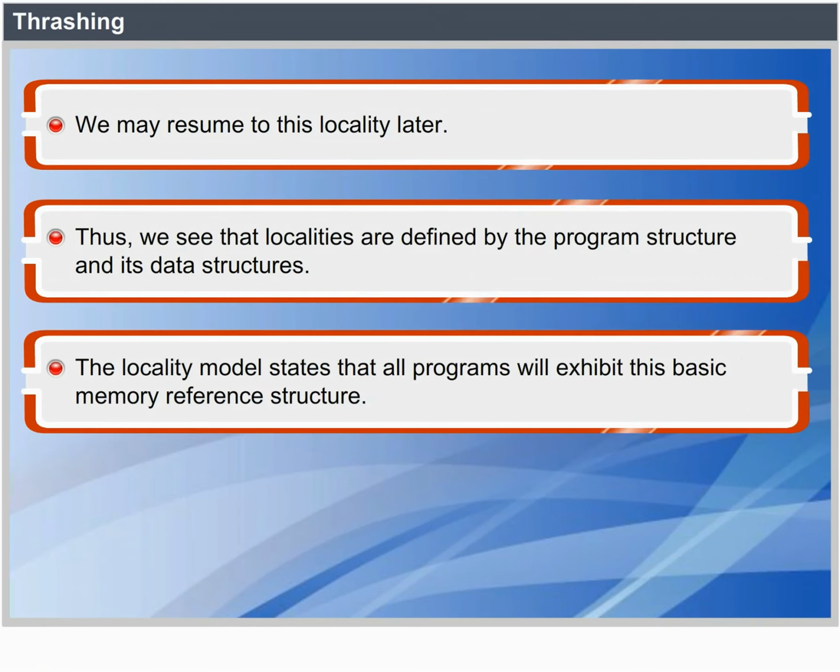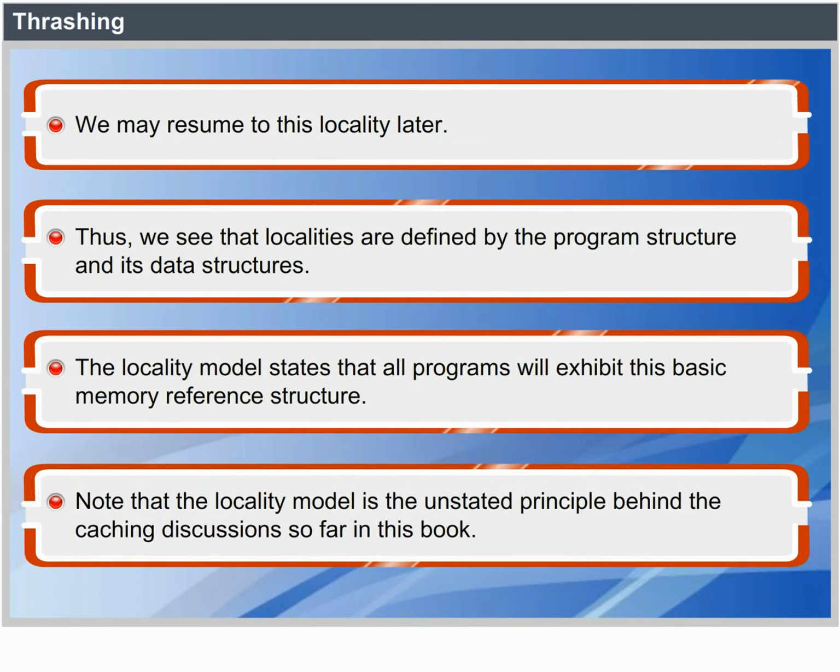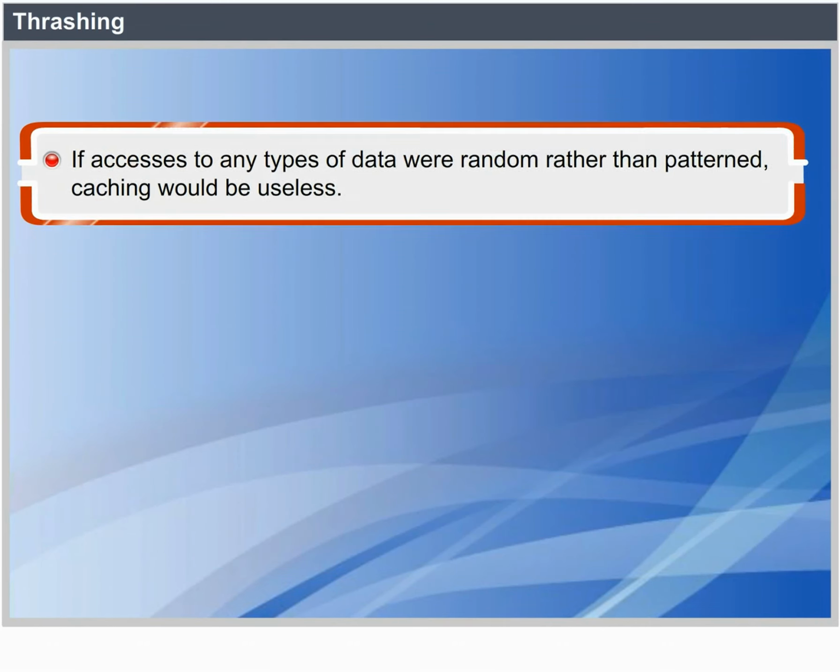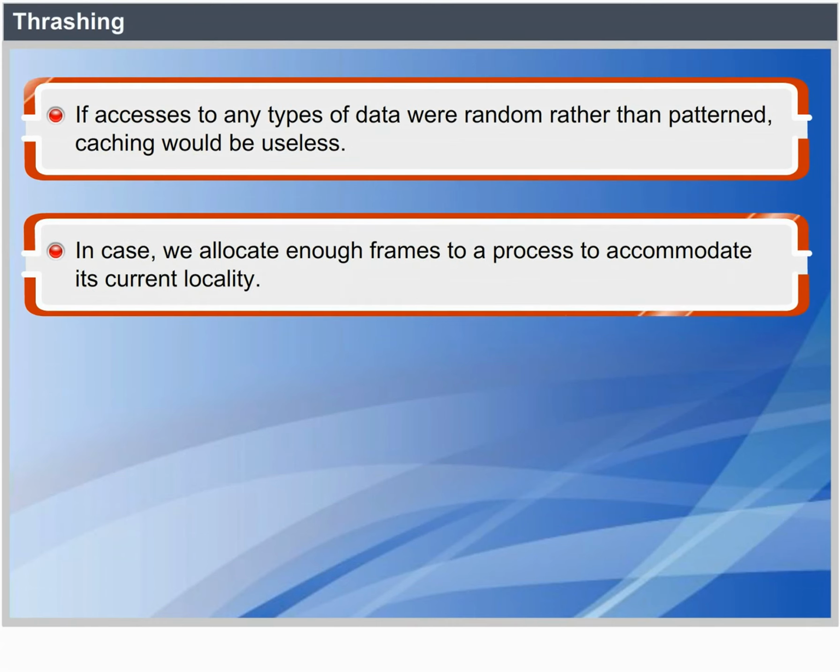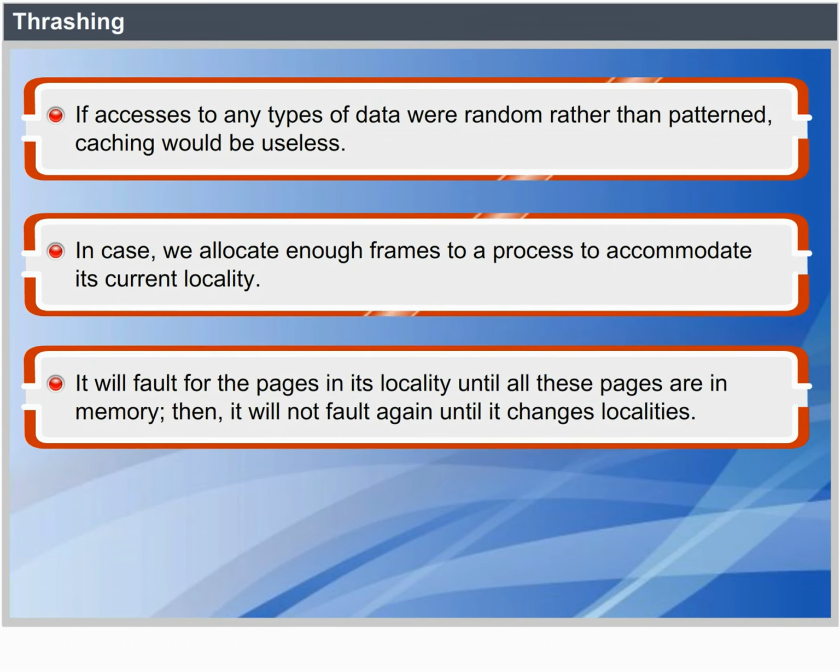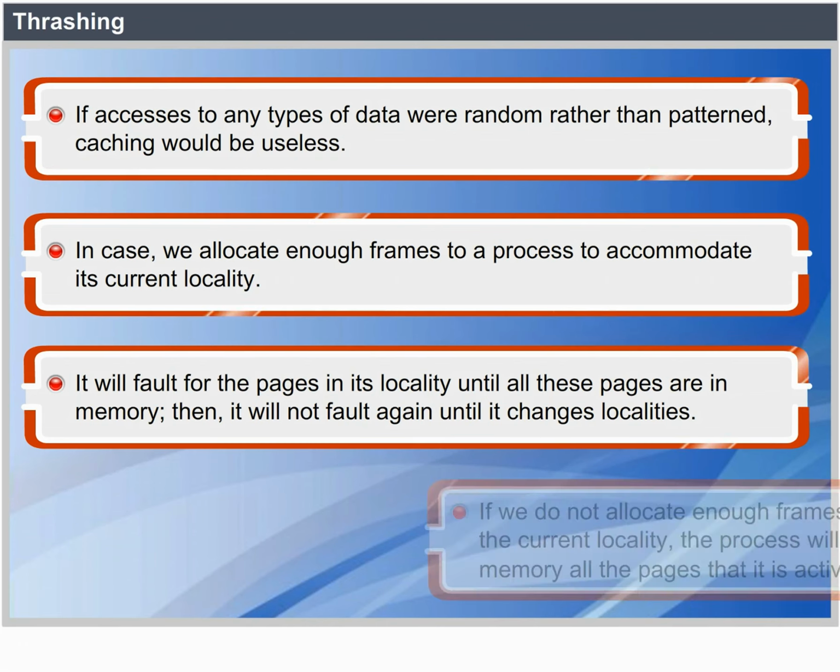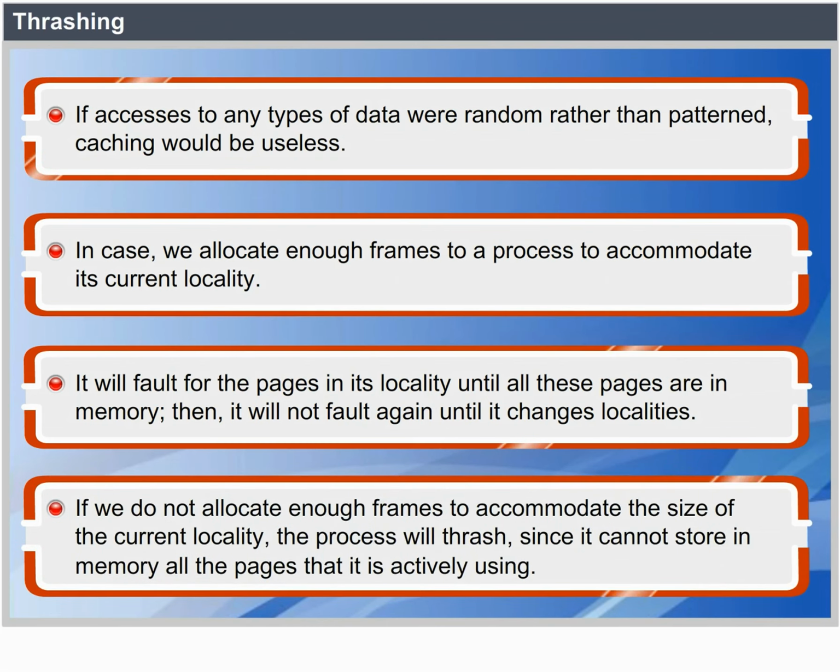Note that the locality model is the unstated principle behind the caching discussion so far in this book. If accesses to any types of data were random rather than patterned, caching would be useless. Suppose we allocate enough frames to a process to accommodate its current locality. It will fault for the pages in its locality until all these pages are in memory. Then, it will not fault again until it changes localities. If we do not allocate enough frames to accommodate the size of the current locality, the process will thrash since it cannot keep in memory all the pages that it is actively using.